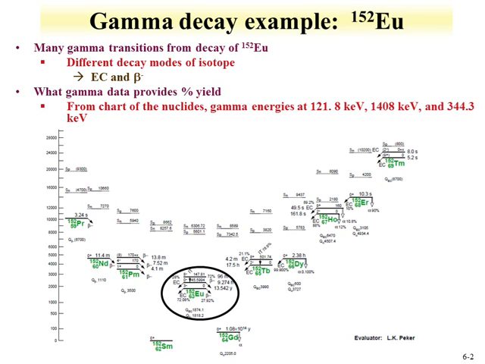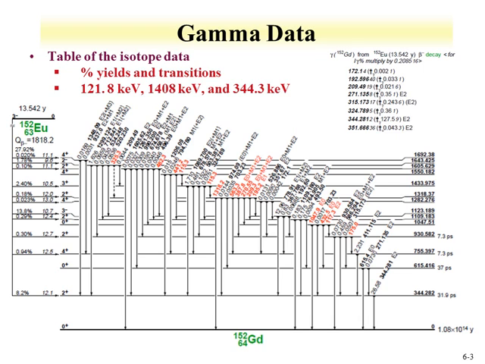If you go to the chart of the nuclides, you'll see that there are 3 gammas listed for europium-152 decay. They're shown here: the 121, 1400, and 340 keV for the decay of europium-152. Now if we look at some table of the isotope data, we can get percent yields and transitions for gamma decay. Here's europium-152 decaying by beta emission, going to gadolinium-152. From the chart of the nuclides, we know that there are 3 main gamma decays.